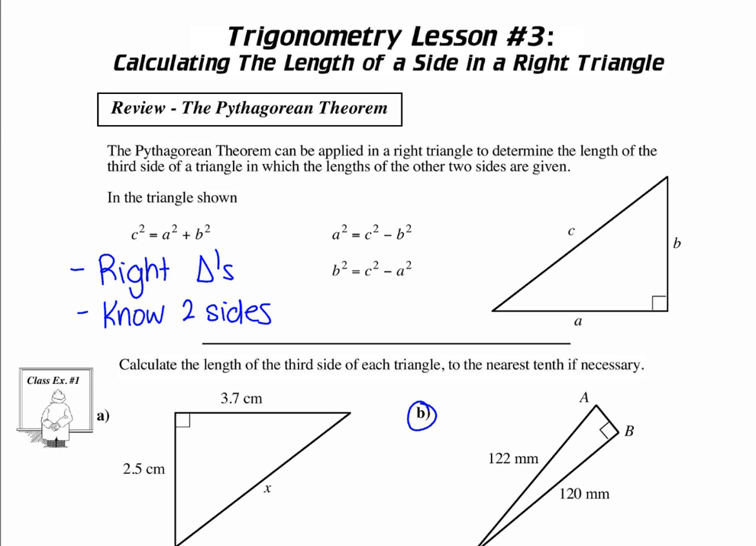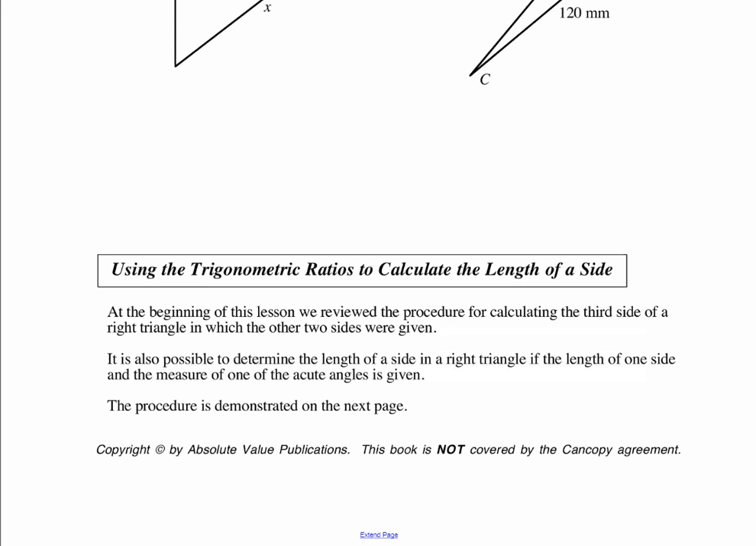Do you know that? Then you're good. Write it if you need it. Okay, so let's move on. If we have 2 sides, you can use Pythagorean. Good to go. So let's talk about using trigonometry to find a missing length.